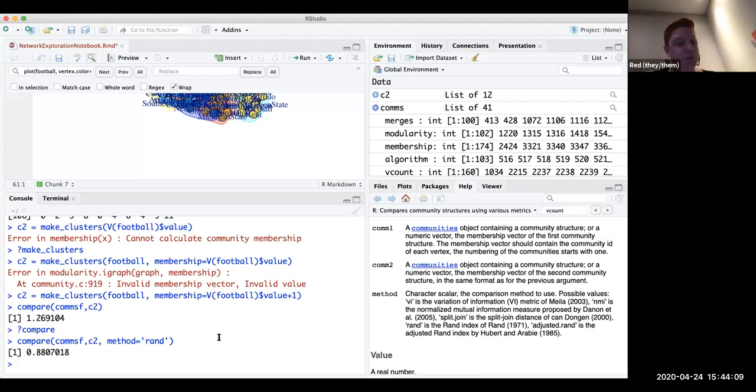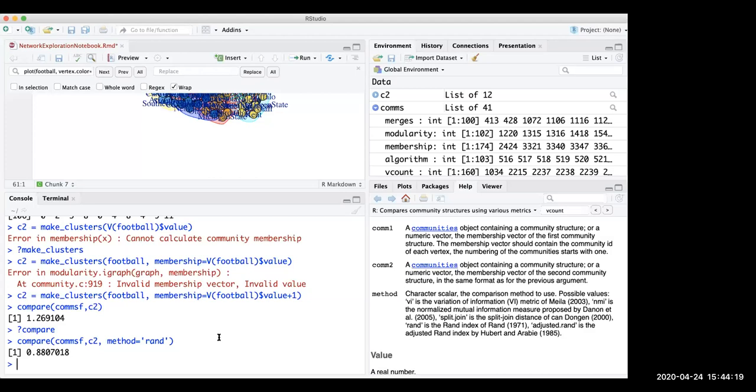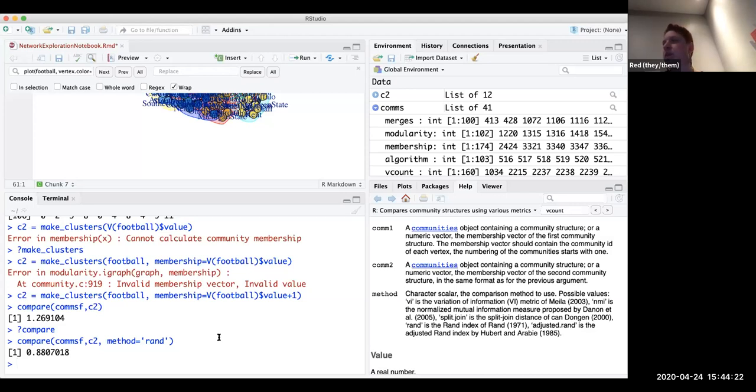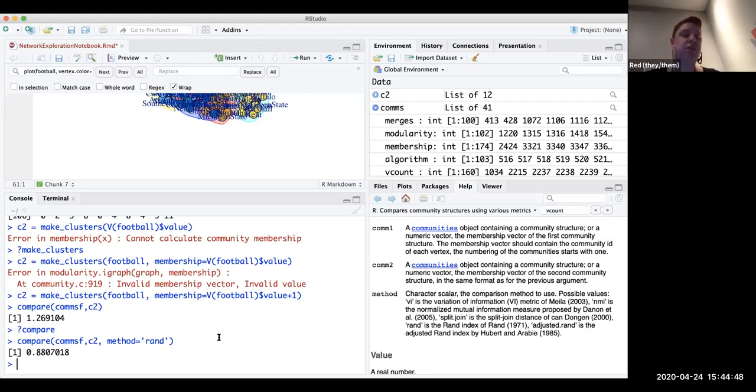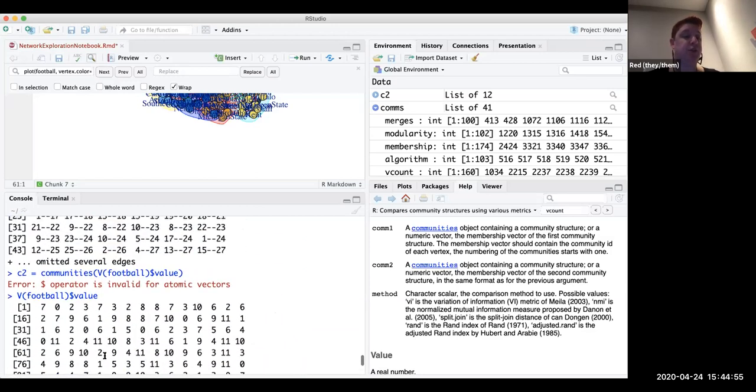Okay, so C2 was the conferences for each of our different football, or each of our different colleges. Oh, right, membership into the conference, right? I don't follow football, so I can't remember what the conferences are, but I know UNC is in one conference and UCLA is in a different conference. Okay, so that was C2. We made a whole set of communities based around membership and compared it to communities that were made based on connections. So comms F was what we calculated using that fast and greedy community detection algorithm.